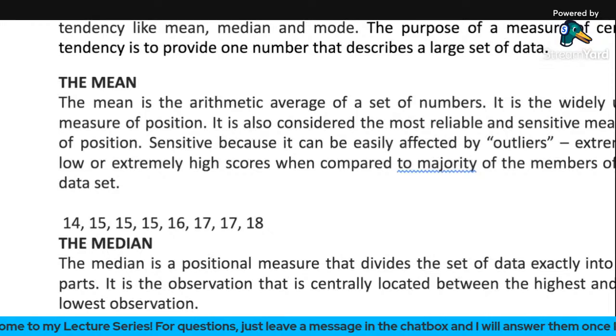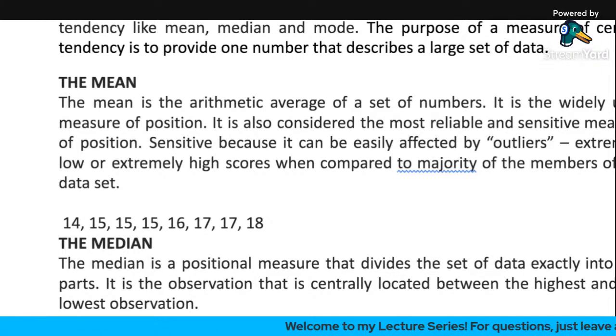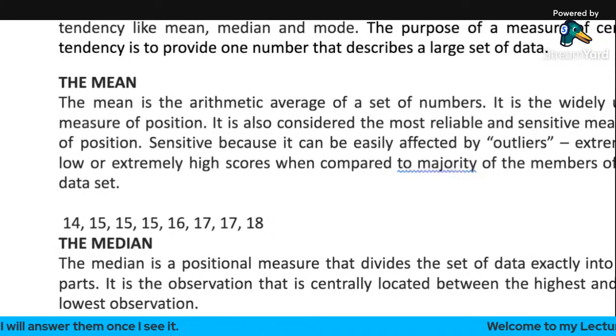Pero kapag meron siyang outlier na 2, lumalabas na yung ating average ay 14.33, which is, kung makikita mo, mostly of the scores ay nasa between 15, 16, 17, 17, and 18. Okay? And we get 14 point something doon sa una. So that's how an extreme score would affect the mean, or the average.